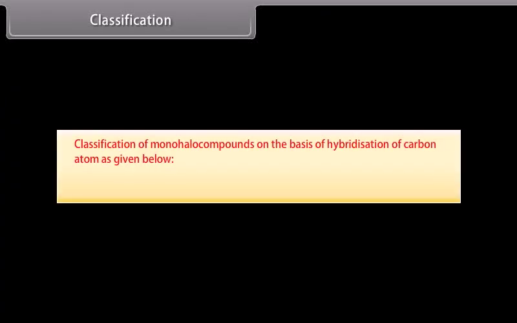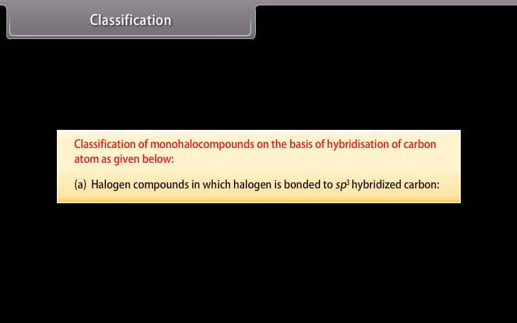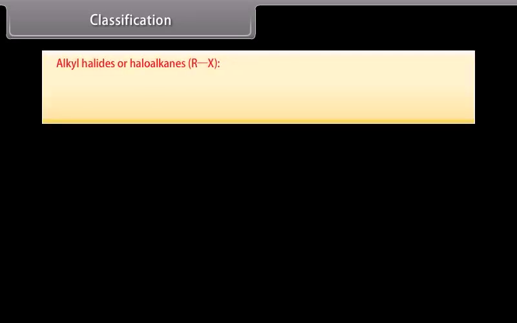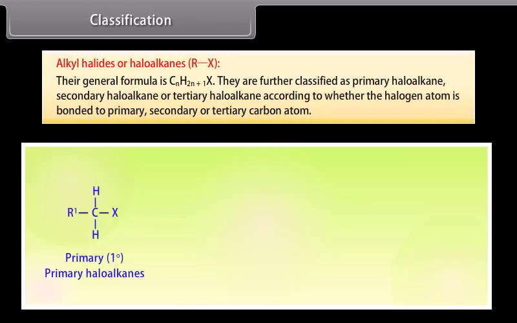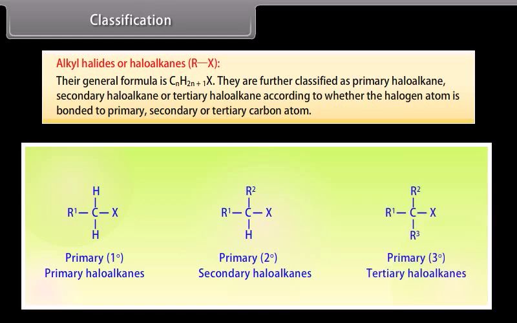Classification. Classification of monohalo compounds on the basis of hybridization of carbon atom is given below. Halogen compounds in which halogen is bonded to sp3 hybridized carbon. Alkyl halides or haloalkanes, RX. Their general formula is CnH2n+1X. They are further classified as primary haloalkane, secondary haloalkane, or tertiary haloalkane according to whether the halogen atom is bonded to primary, secondary, or tertiary carbon atom.